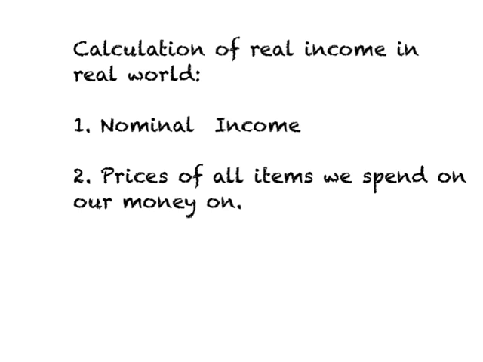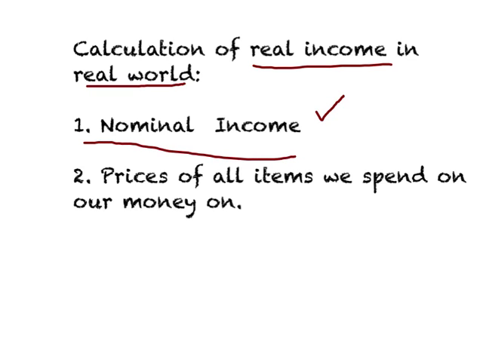Now we want to calculate real income in a real-world situation. And we already know, based off our simple example, that there are two bits of information we need. One is the information about nominal income, which is fairly straightforward. For example, if I make $10,000 a year, that is my nominal income. So to get information on nominal income is really easy.